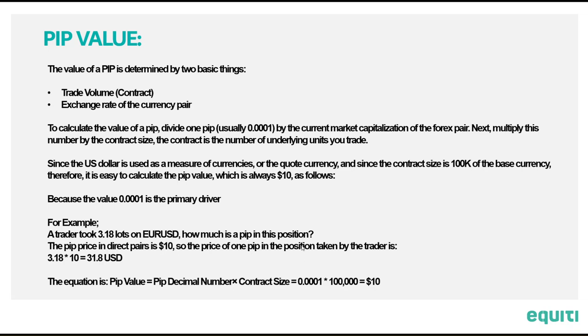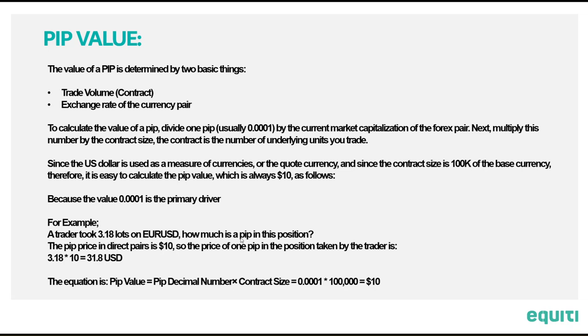Since the US dollar is used as a measure of currencies, you'll see that most major currencies are quoted against the US dollar, and they're also the most traded, but there are also cross pairs that we will talk about at a later date. And since the contract size is 100K of the base currency, it's easy to calculate the pip value, which is always $10. Because the value of 0.0001 is the primary driver, for example, a trader took 3.18 lots on the EUR/USD.